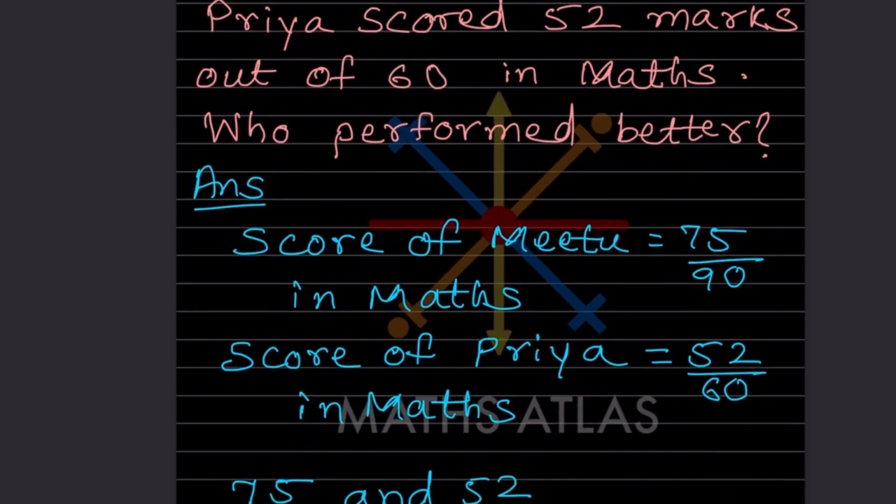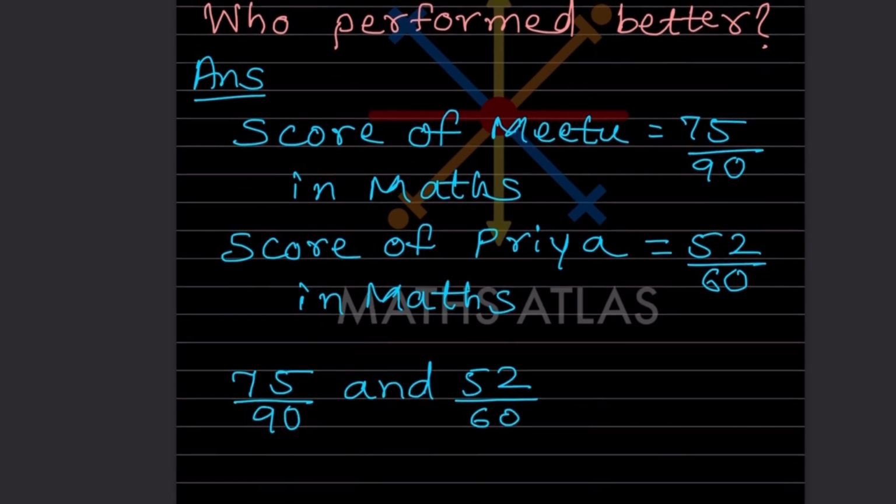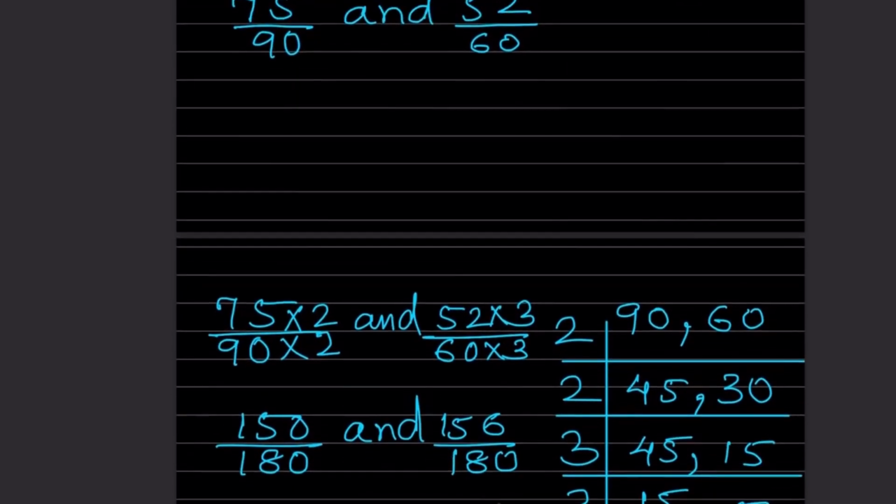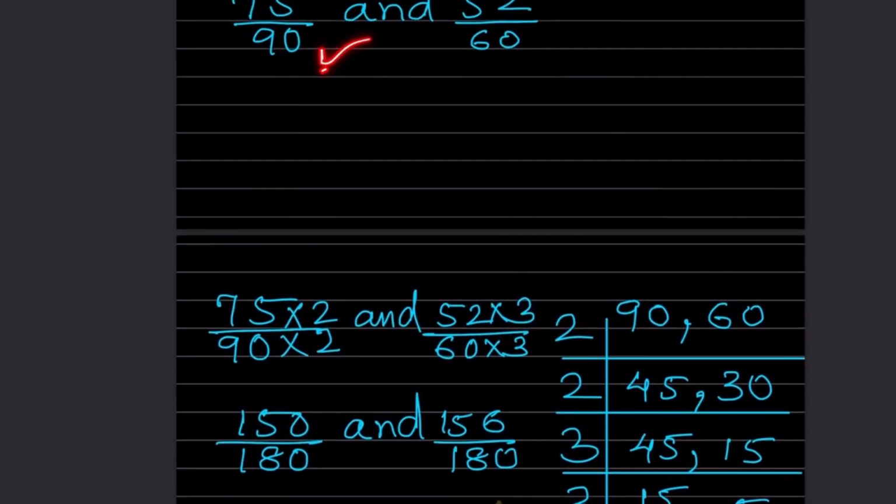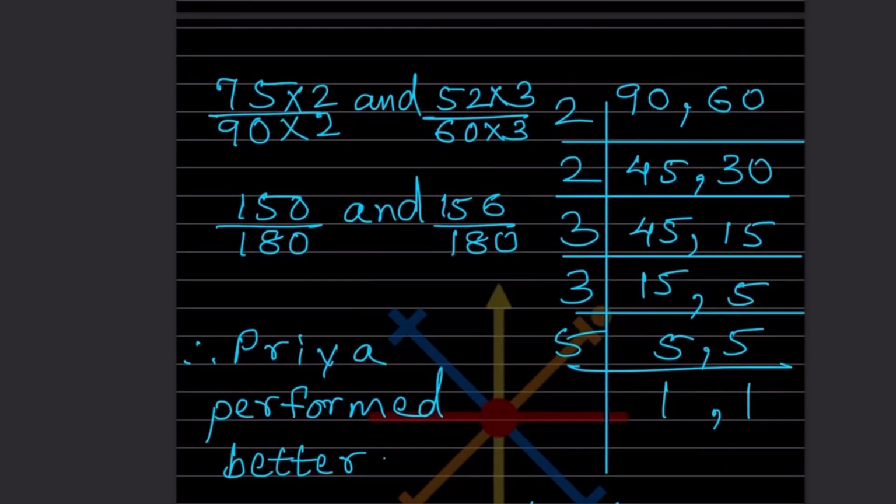Priya. Score of Priya in maths is how much? That is 52 out of how much? 60. So now we are going to compare these two numbers. So 75 by 90 and 52 by 60. So now see here, because we can see the denominators are different. So again here also we will take the LCM.